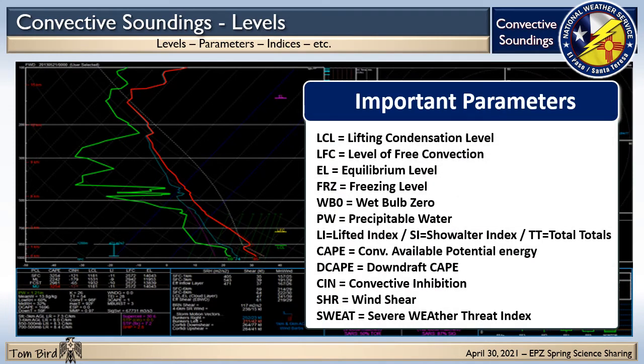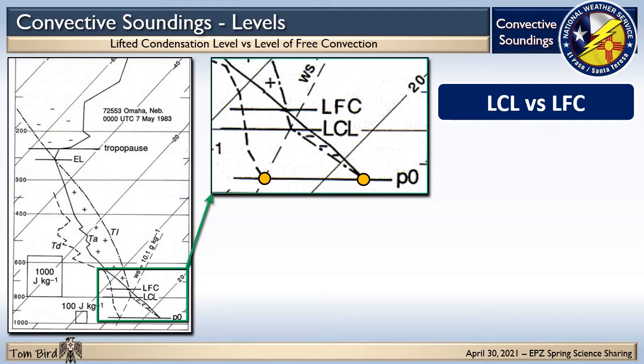So there's a lot of important parameters, levels that we look at, indices, and so on, and we'll take a look at some of those right now. What you're looking at is a sounding that you would see on AWIPS, and that's something we'll be familiar looking at. But we'll look at some of these indices and parameters before we move too far on.